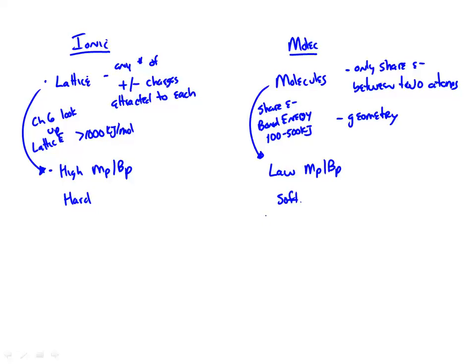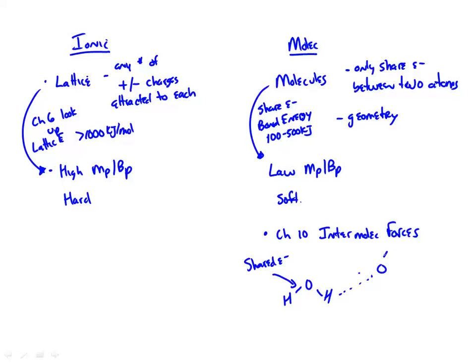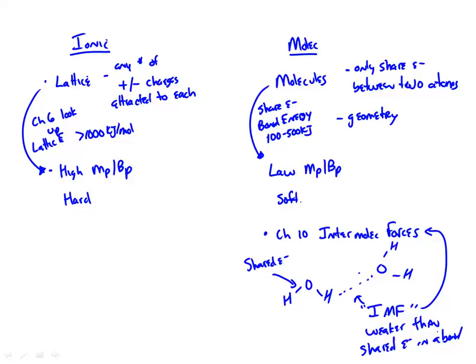And we'll go into more detail later on in chapter 10, where we look at the concept of what are called intermolecular forces. For instance, if I have one water molecule, that represents the shared electrons. And then between those molecules, here, let me draw it a little bit more accurately, there's what we're going to call intermolecular forces, IMFs. We're going to learn that these are generally much weaker than even shared electrons. And so that helps explain why those molecules have very low melting points and low boiling points.